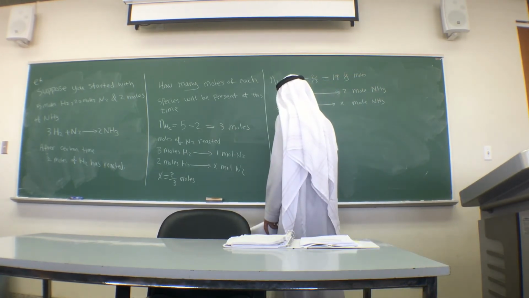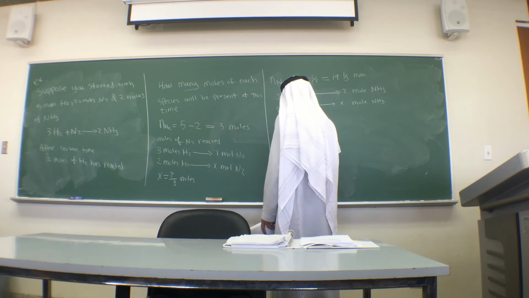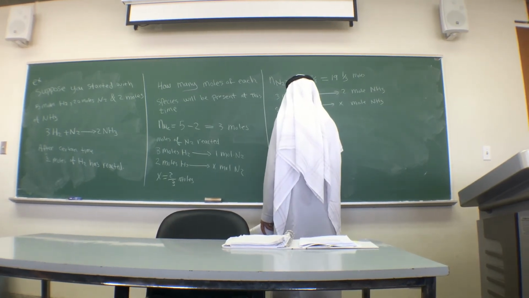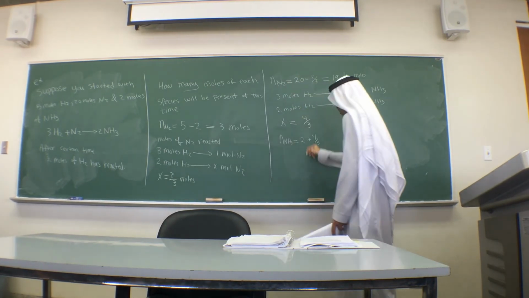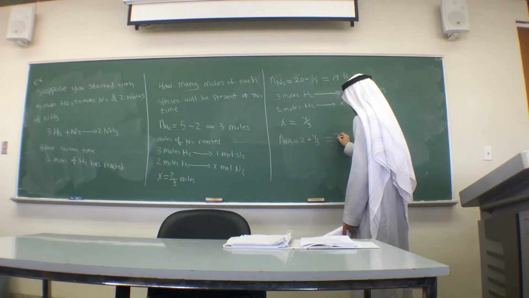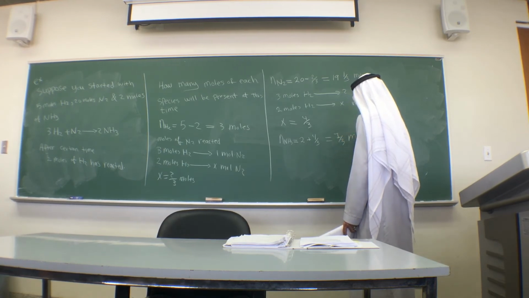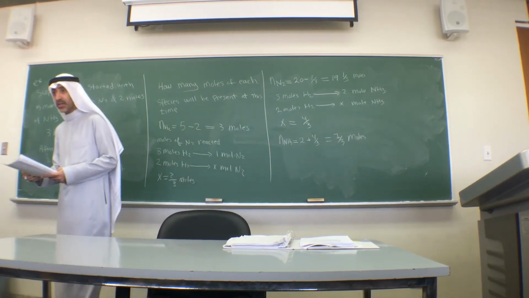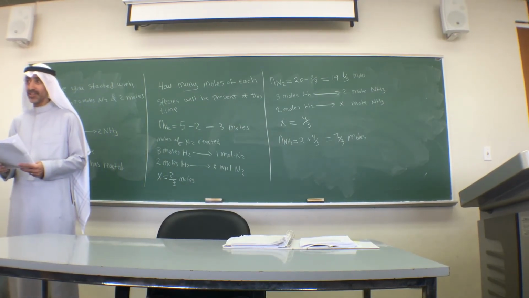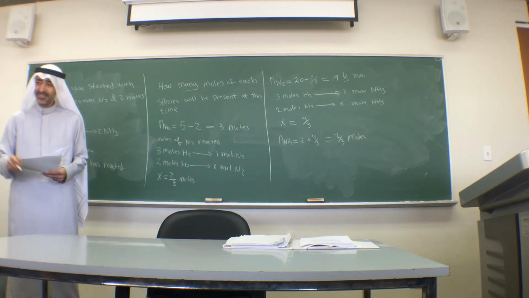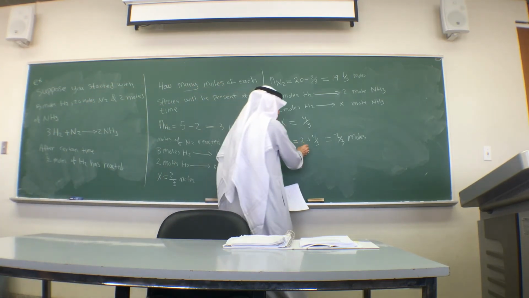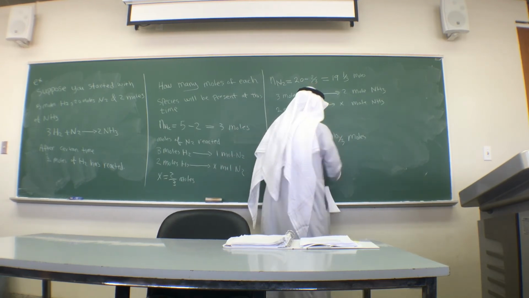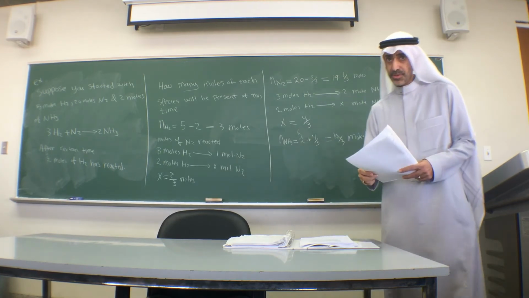So NH3 will equal, how much did I have? 2 plus 4/3, which equals 10/3. Is that right, guys? Why 10/3? Because 6 over 3 plus 4 over 3 is 10 over 3, which is 3 and a third.